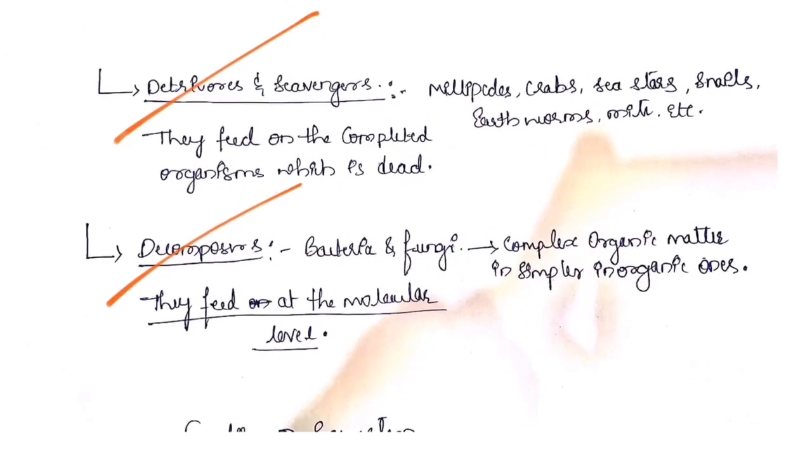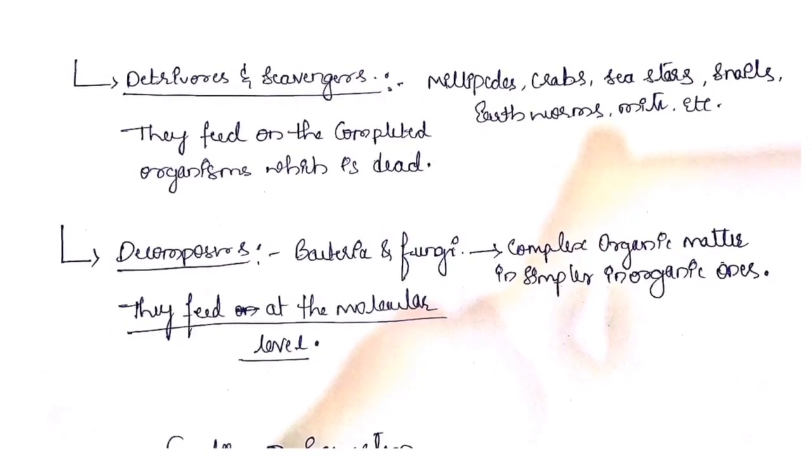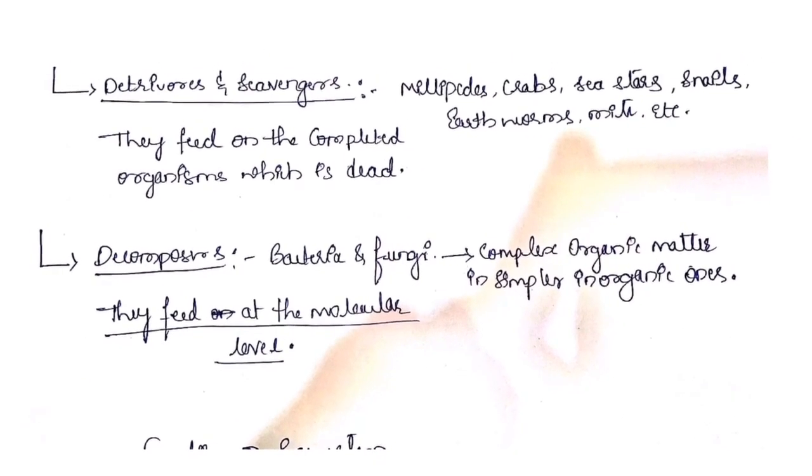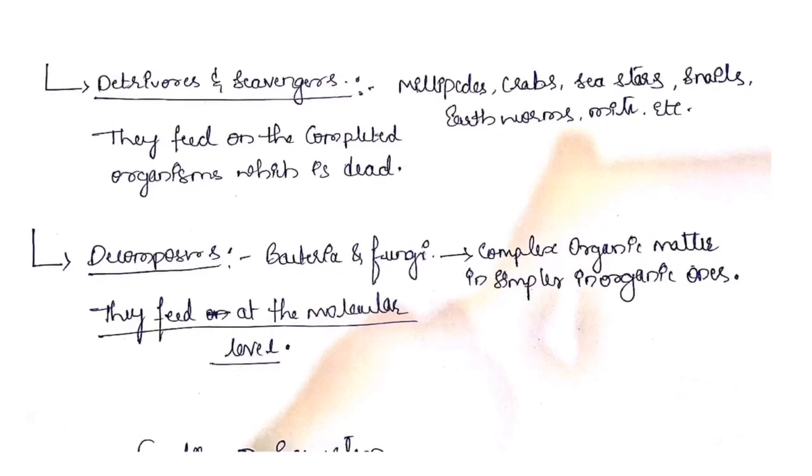And the next one is detritivores or scavengers. Detritivores or scavengers are the organisms which feed on dead remains of plants and animals. They cannot prepare their own food. They are also heterotrophic, and usually they are called saprophytic. They are called detritivores or scavengers, like millipedes, crabs, sea stars, snails, earthworms, mites, etc.